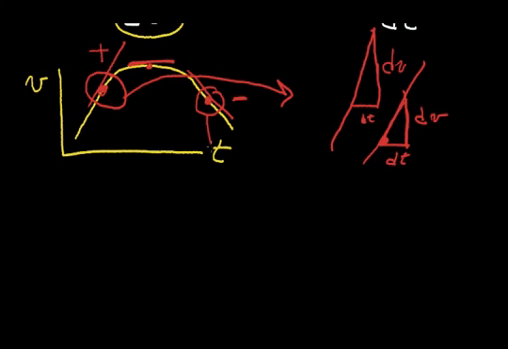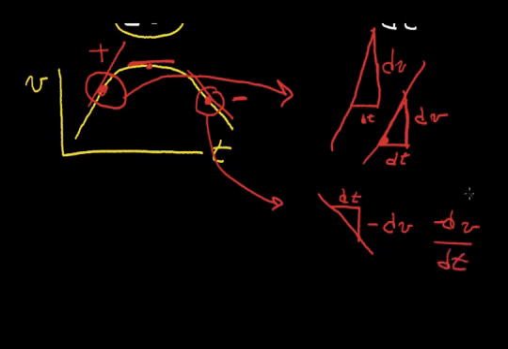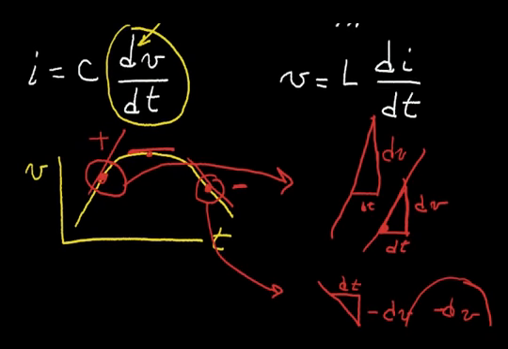Let's blow up this region. And the curve is looking something like this. So if I take a small change in time and a small change in voltage, my dV in this case is negative because my voltage is decreasing. My dt is positive, so if I have minus dV divided by dt, I have a negative number or a negative slope. So think of it this way.